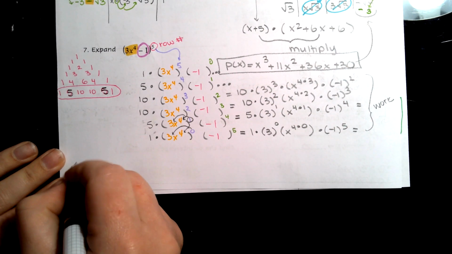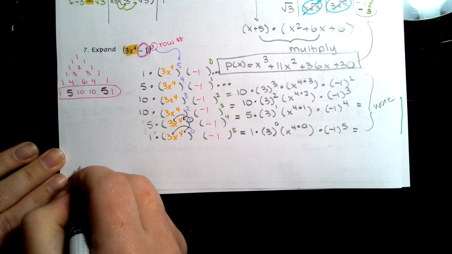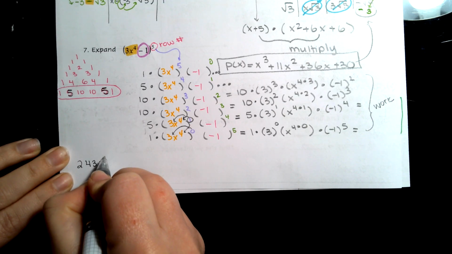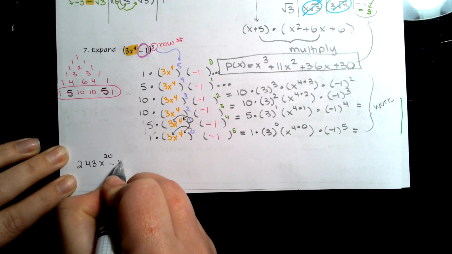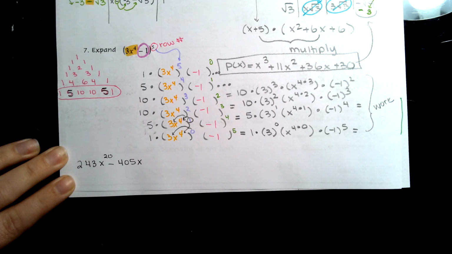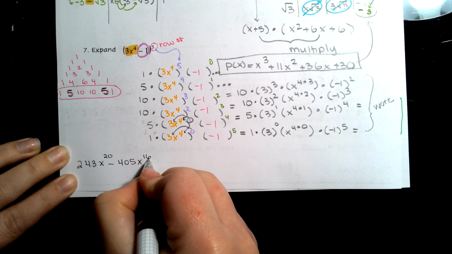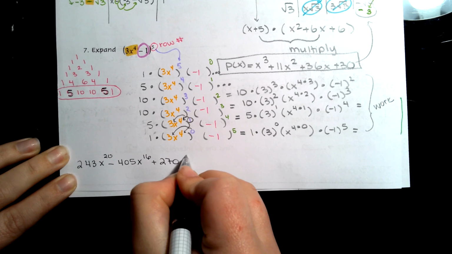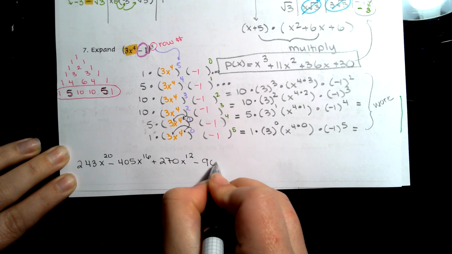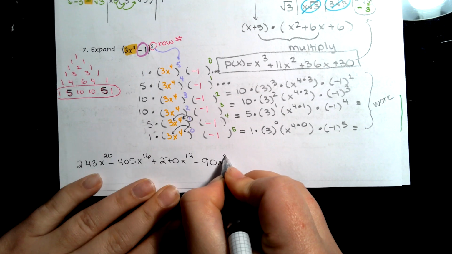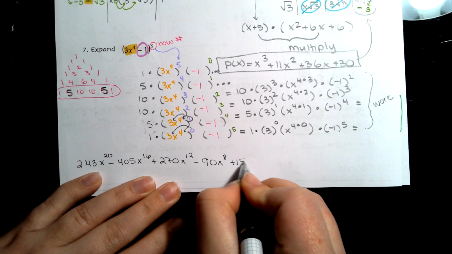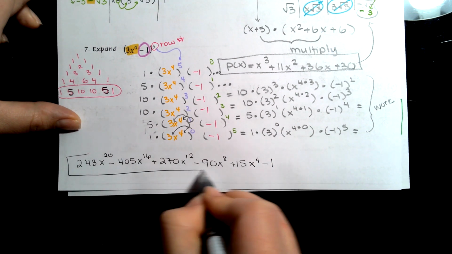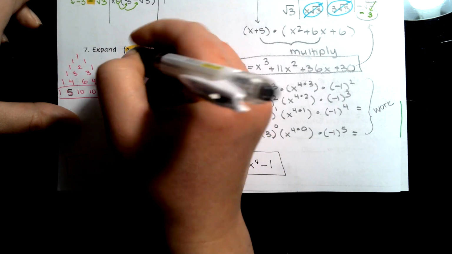And so now we are ready to write our answer after you show me work, because my work's not done. So we have 243x to the 20th power minus 405x to the 16th power plus 270x to the 12th power minus 90x to the 8th power plus 15x to the 4th power minus 1. This here is your expansion. You must show work.